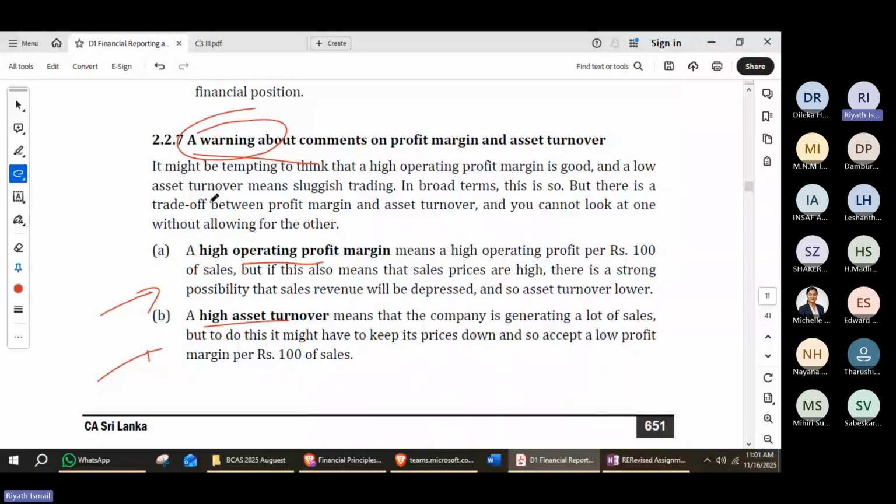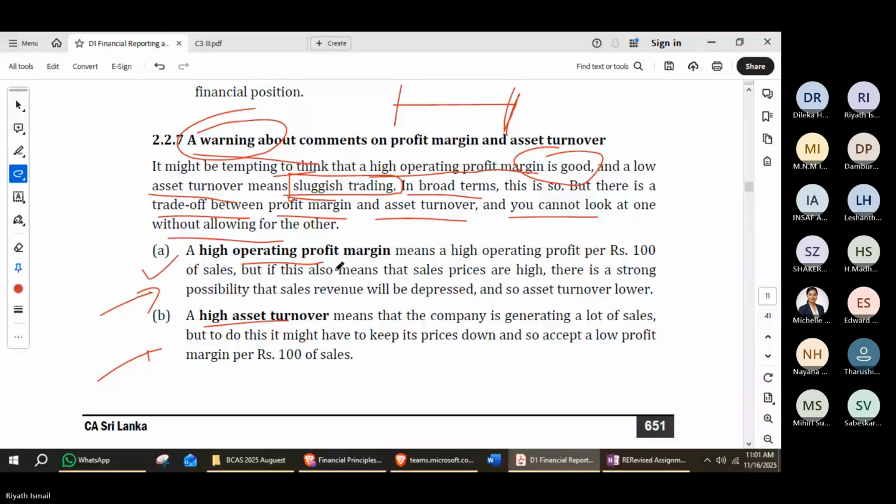So it might be tempting to think that a high operating margin is good, right? And low asset turnover means sluggish trading. In broad terms this is so, but there is a trade-off between profit margin and asset turnover. We have to be in the middle. You cannot look at one without allowing for the other. We have to pay attention to both.